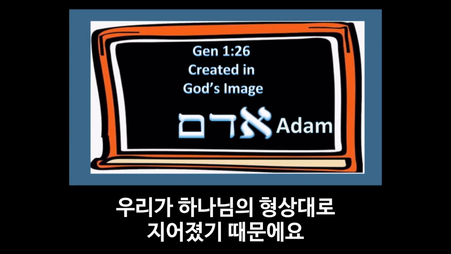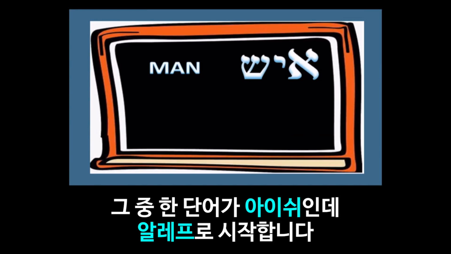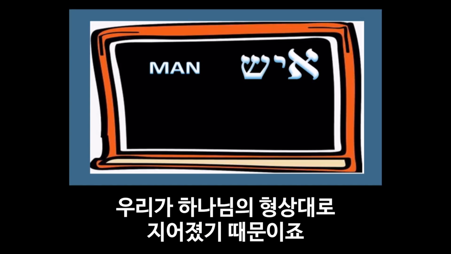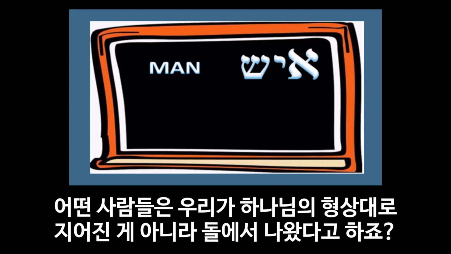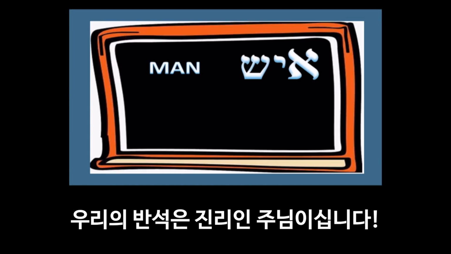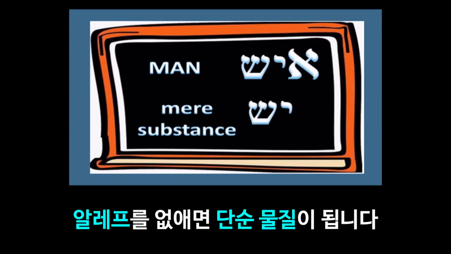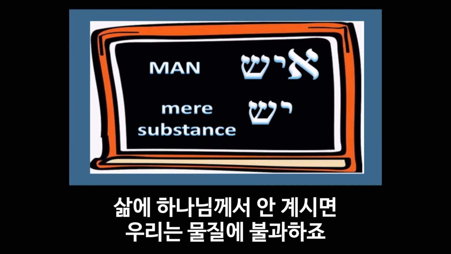The fascinating thing about the Hebrew word for man, there's several names, there's like 5 names for man in Hebrew. One of them is Aish, which is man. And so it also begins with Aleph because we're created in God's image. But how do you know some people don't believe we were created in God's image? We came from a rock. Remember? Our rock's not like their rock. Our rock's the real rock. Okay. Do you know what happens if you take God's image away from man? You take the Aleph away, you have the Hebrew word for just a mere substance. Without God in our life, that's what we become, is just mere substance.